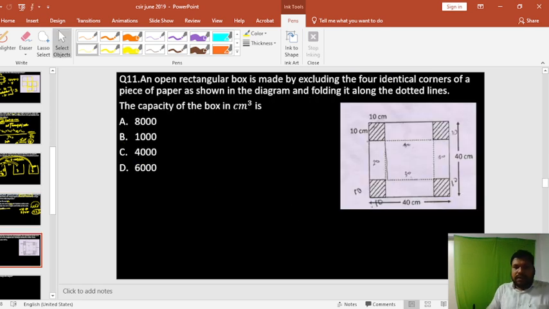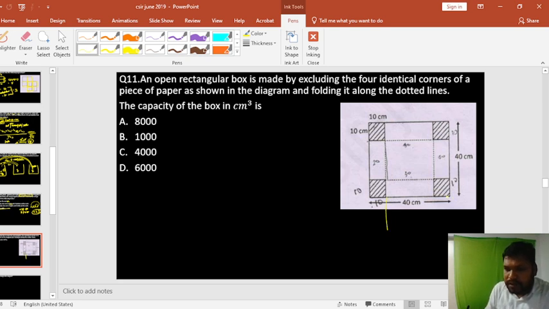Next, an open rectangular box is made by excluding the four identical corners of a piece of the corner in the diagram and folding it along the dotted lines. What is the capacity of the box in cubic centimeter? I have to make the rectangular box and we have to fold it. Fold it means what you do? 10 centimeter you take it out.